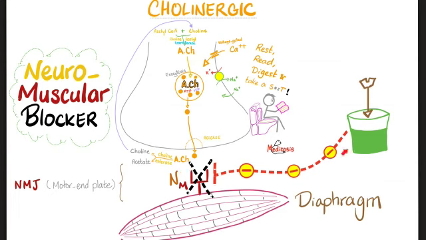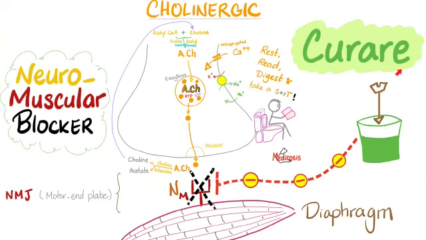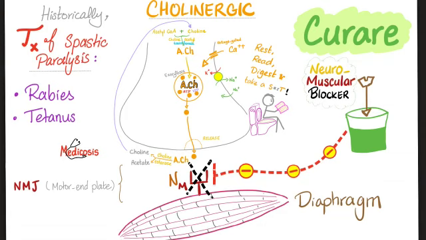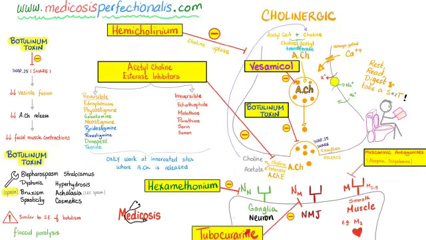Okay, Medicosis, so what is that poison? Drum roll, please. That poison that you see in cartoon movies is nothing but curare. Curare was a great discovery. It helped us treat spastic paralysis in the past, at least we tried in case of rabies and tetanus. Here is curare, guys. See this? Tubocurarine. It has curare in it. Oh, it blocks the N sub M.